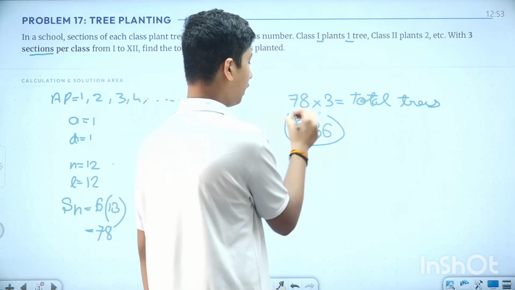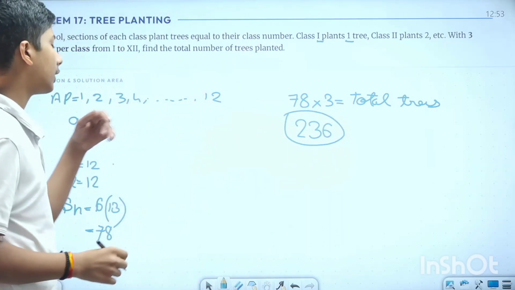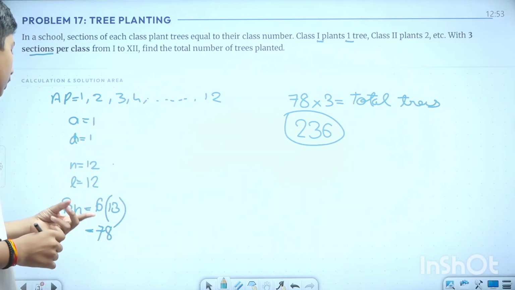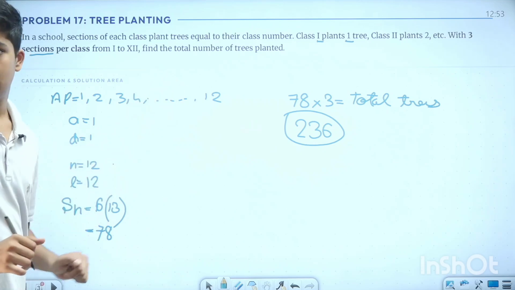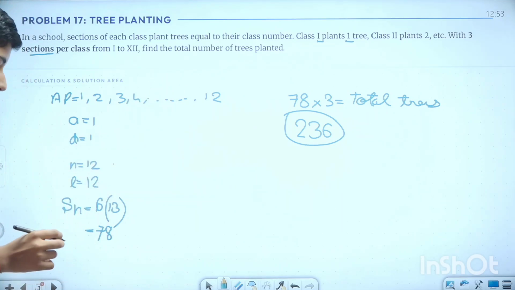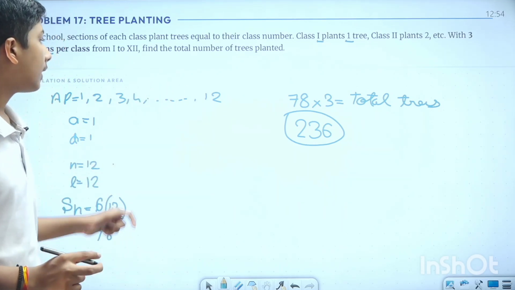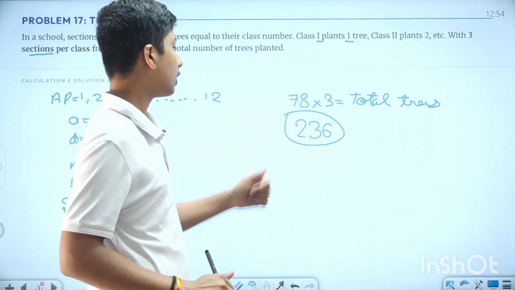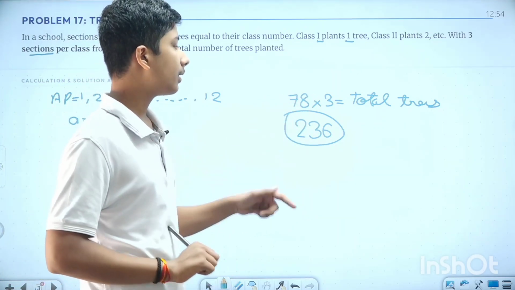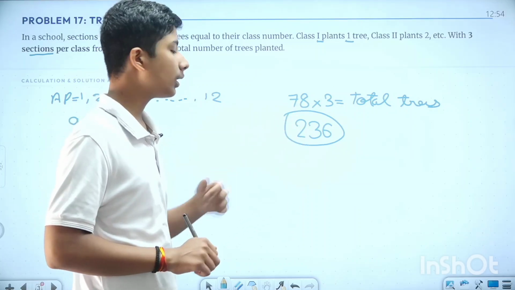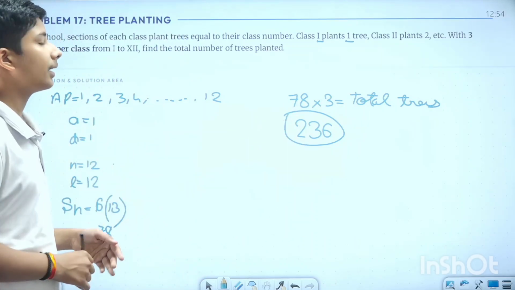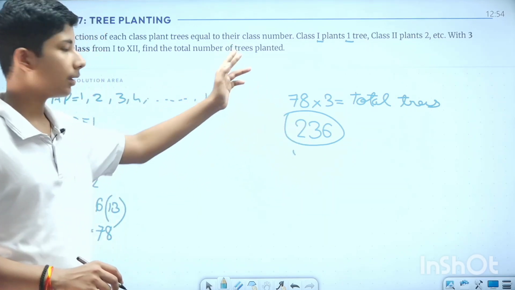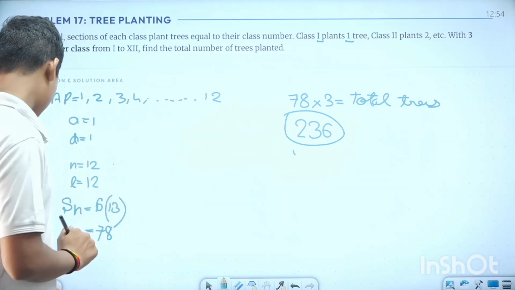236 will be our answer of total trees. What we did, we firstly found out the sum of these terms 1 to 12. We got 78. Now we multiplied it with 3. Then we got 236 as our final answer. Means there will be 236 number of total trees planted.